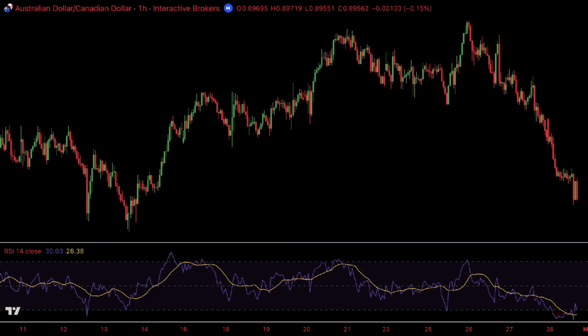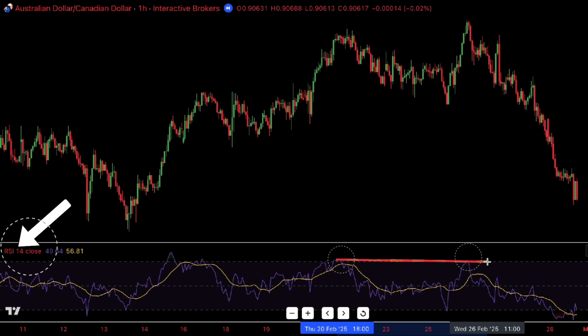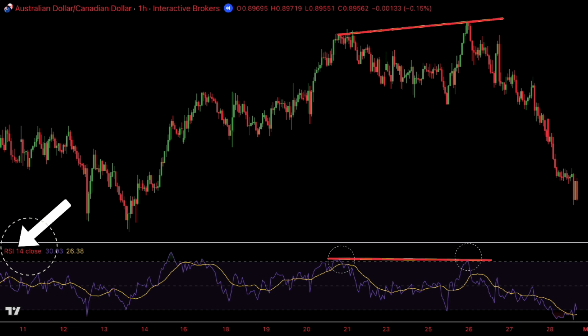Now, let me show you how to use the relative strength index to identify divergence. First, use the RSI with its default settings on TradingView. When looking for divergence, we only focus on signals that occur in extreme momentum zones. For a bearish divergence, the RSI should be at or above the 70 level, indicating that the market is in an overbought condition. For a bullish divergence, the RSI should be at or below the 30 level, indicating that the market is in an oversold condition.